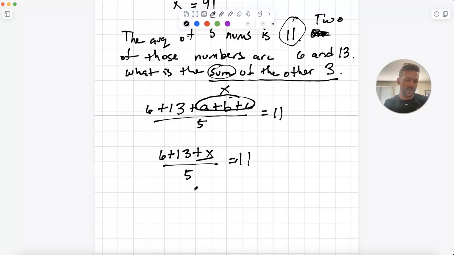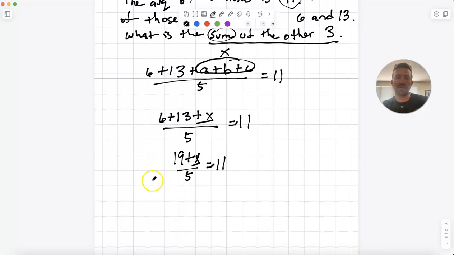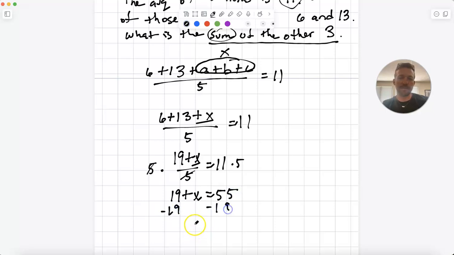So 6 plus 13 gives us 19. So we're going to have 19 plus x over 5 equals 11. We've got to solve for x. Remember, it's just like before. Get rid of that 5, so multiply by 5. That gets rid of it. We get 19 plus x equals 55. Subtract 19, so we get x equals 55 minus 19. That comes out to 36.